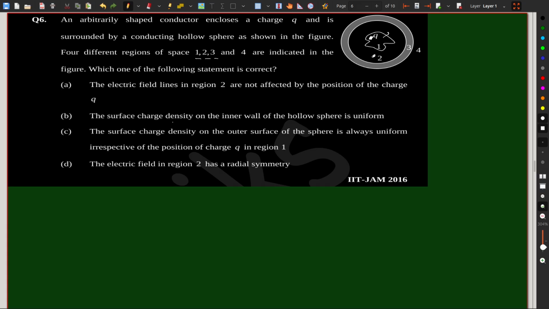B: the surface charge density on the inner wall of the hollow sphere is uniform. So it is talking about what the surface charge density will be here in the inner cavity. Will it be uniform or non-uniform? I have just told you this distribution of charge is not symmetrical, so the electric field lines due to this will be non-uniform.